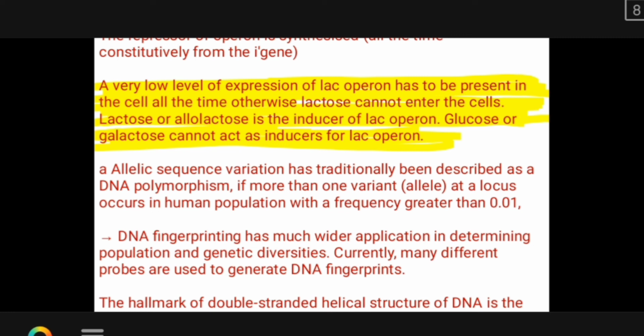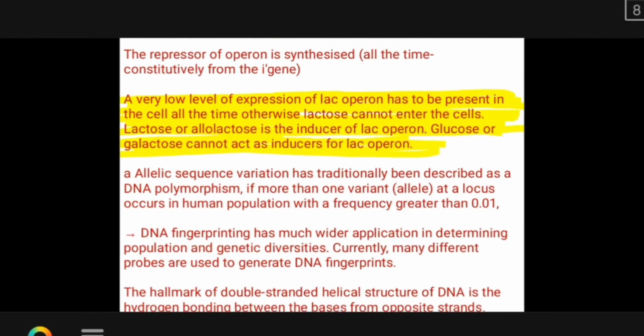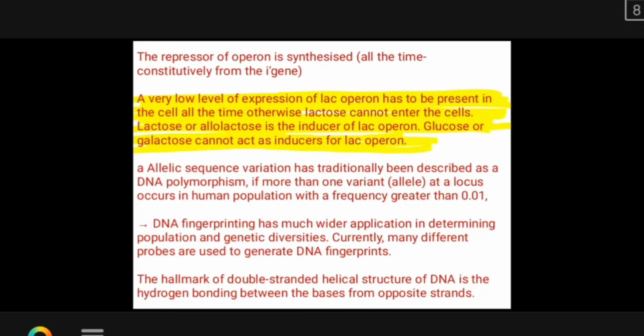Allelic sequence variation has traditionally been described as a DNA polymorphism, if more than one variant allele at a locus occurs in the human population with a frequency greater than 0.01. DNA fingerprinting has much wider application in determining populations and genetic diversities. Currently, many different probes are used to generate DNA fingerprints. The hallmark of the double-stranded helical structure of DNA is the hydrogen bonding between the bases from the opposite strands.